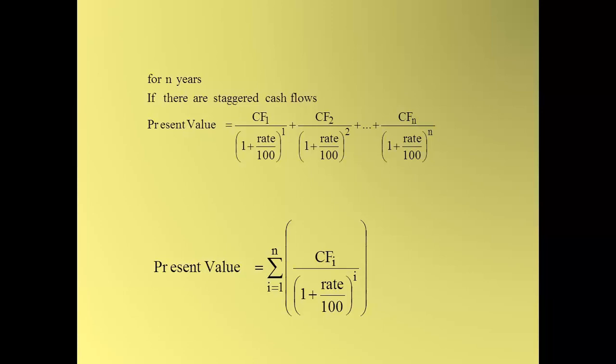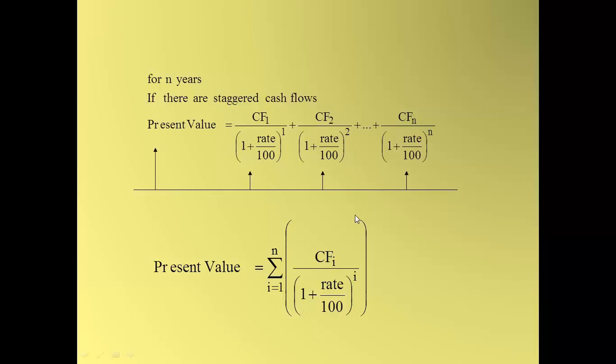So the present value is defined as the present value of the first cash flow plus the present value of the second cash flow plus the present value of the nth cash flow. So I can simplify this by removing this plus sign and representing a typical cash flow as CFi divided by 1 plus rate to the power i. So 1 plus rate by 100 to the power i. And that's the term that I have here.